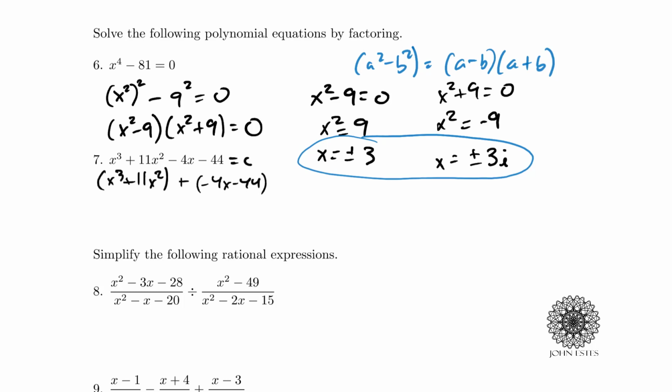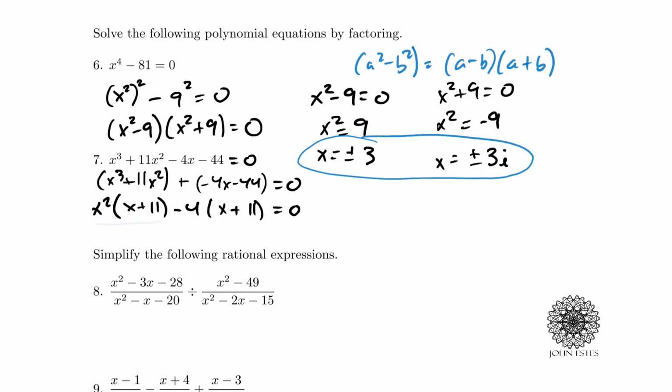And this should say equals 0 up here. Yeah, that's missing. Okay, so now in the first two terms, I can factor out an x squared. In the second two terms, I can take out a negative 4. And when I do that, I'm left with an x plus 11. If you're not sure about that, distribute the negative 4 back in, and you should get negative 4x minus 44.